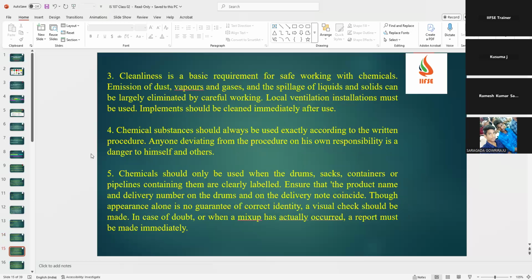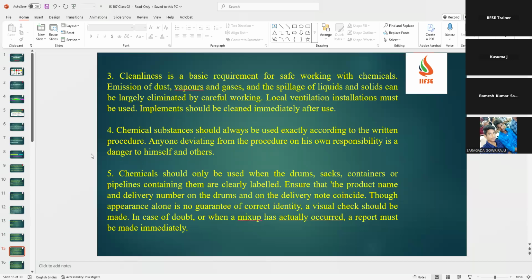Then cleanliness is a basic requirement of safe working with chemicals. So cleanliness is also very important, and emissions of dust, vapors and gases and spillages of liquids and solids can be largely eliminated by careful working. Local ventilation installation must be used. Implements should be cleaned immediately after use.